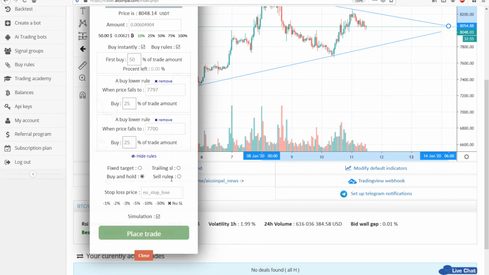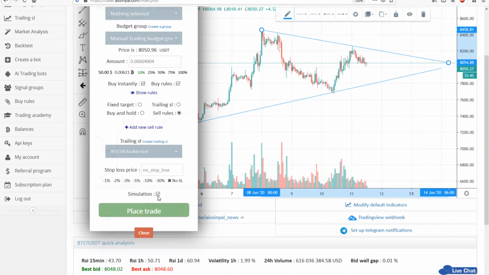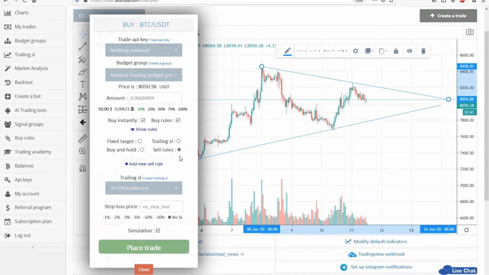Or you can use buy and hold. It means don't sell, just hold it. Or you can use sell rules, and sell rules are the same as buy rules. We'll just hide it. Sell rules are the same as buy rules.